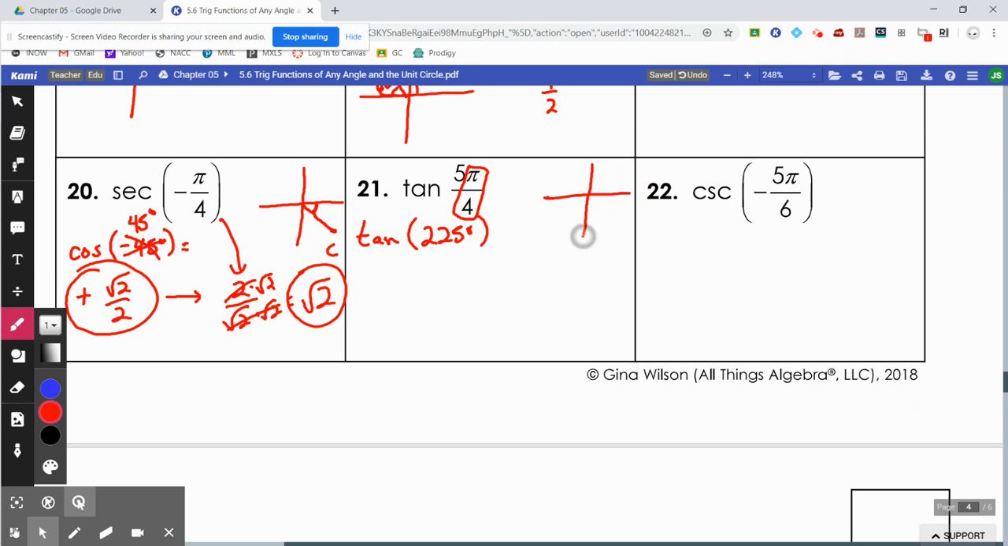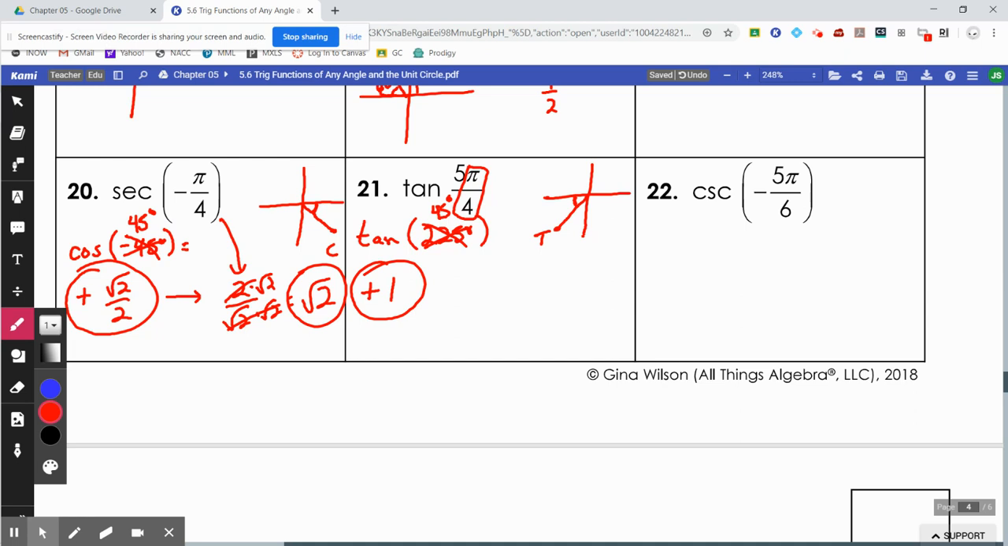90, 180, 270, so 225 is somewhere in here. It's in the third quadrant. All students take calculus, so therefore tangent is positive. Don't worry about 225, worry about its reference angle. How far is that from the x-axis would be a 45-degree angle. And the tangent of 45 is 1. So therefore the tangent of 225 is also positive 1.